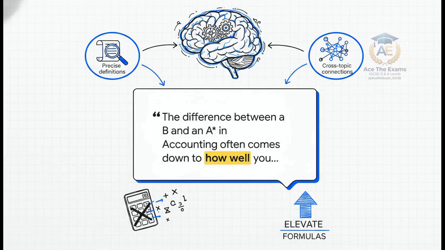And that brings us to our core focus today, captured perfectly in this quote. The difference between a B and an A star in accounting often comes down to how well you understand disposal of non-current assets. Top-tier grades require so much more than just basic math skills.